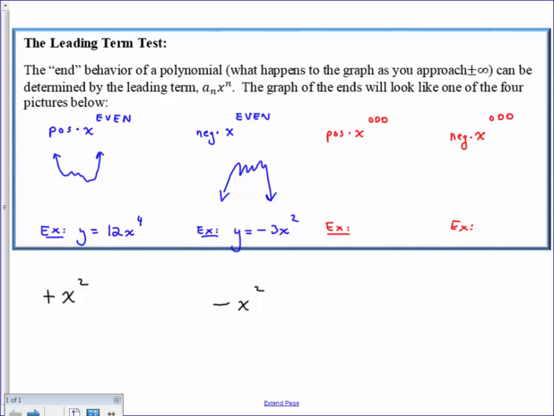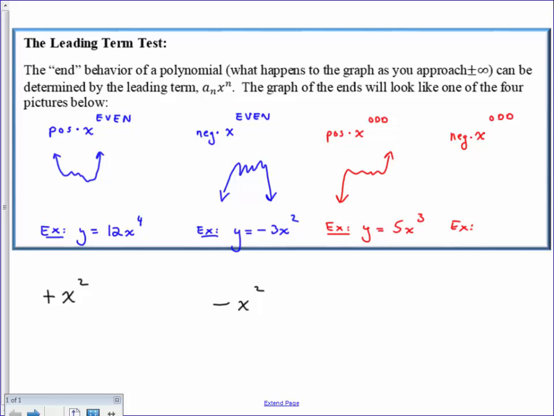Alright, next example over. Let's say I have a positive coefficient, but my exponent is now odd. So for example there, let's say we have something like y equals 5x to the third. So we see that coefficient in the front being positive 5, but then we see an exponent that's odd. If that's the case, both ends go opposite directions. In this case, the right end goes up and the left end goes down.